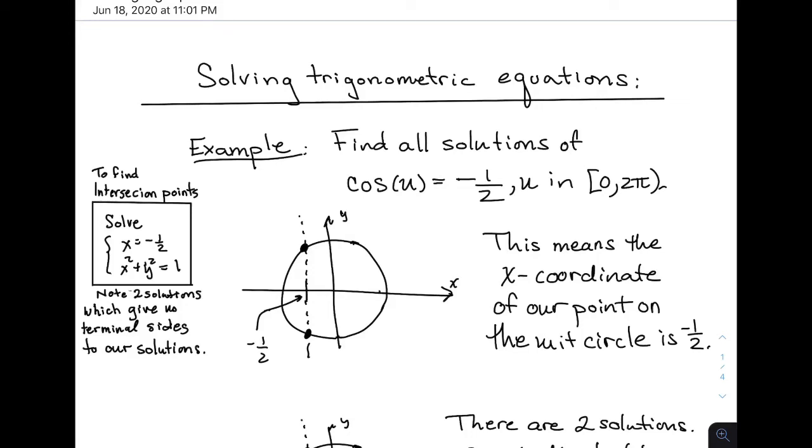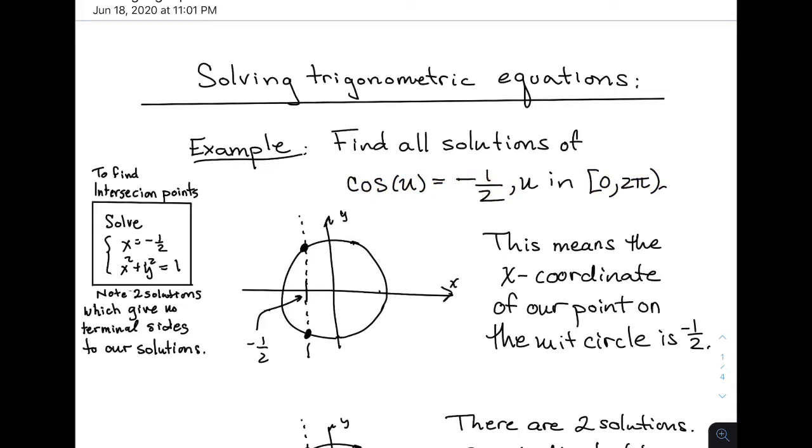So we're going to solve some trigonometric equations. Our first example is cosine of u equals -1/2. We're looking for solutions in 0 to 2 pi. So what we're looking for then is a value that we can plug in for u that makes this cosine u equals -1/2 a true statement. And our u is going to be in this range.